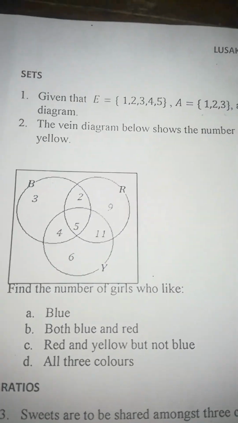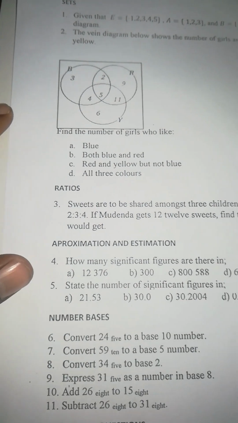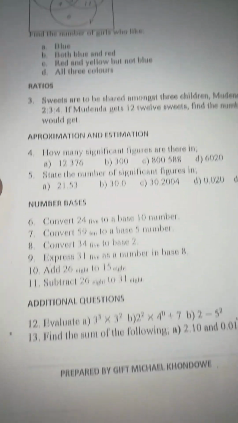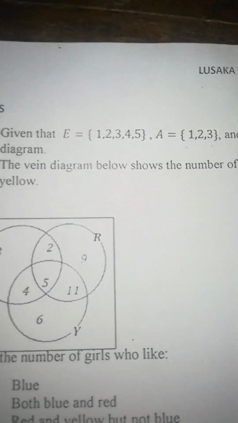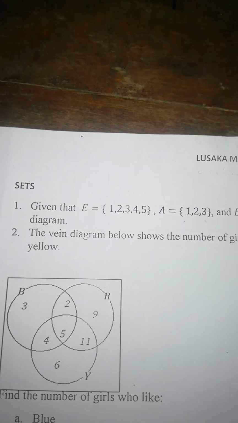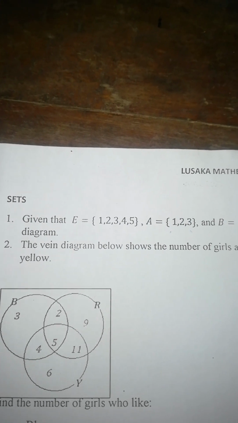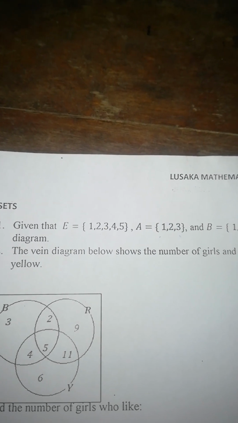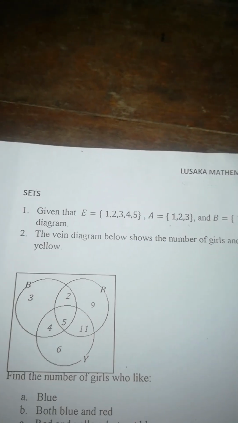The first question is about sets. So we had sets, ratios, approximation and estimation, number bases, and just some additional questions. So we'll start with sets. Given that E is equal to that, A is equal to that, and B is equal to that. The question is about sets, obviously. Usually with this kind of question, you can assume that the first set that is given is the universal set, because it usually contains all the elements that are contained in the other sets, which seems to be the case here.